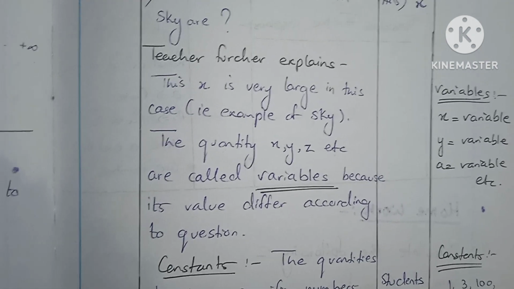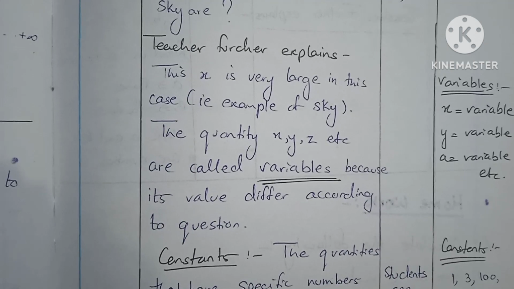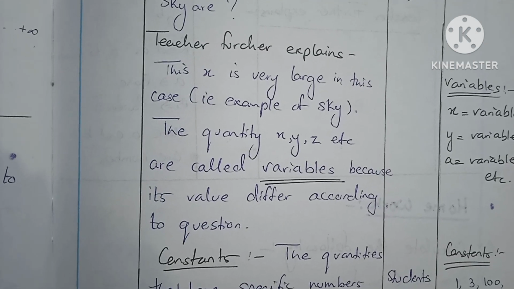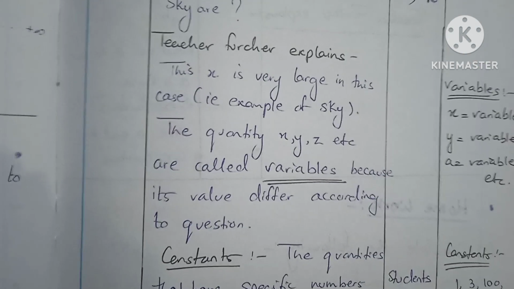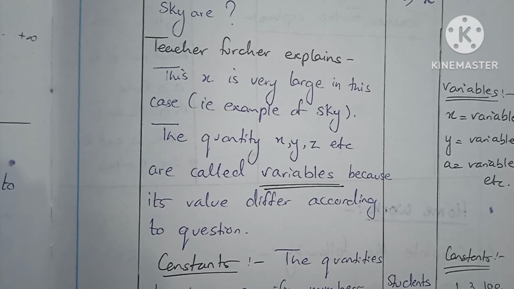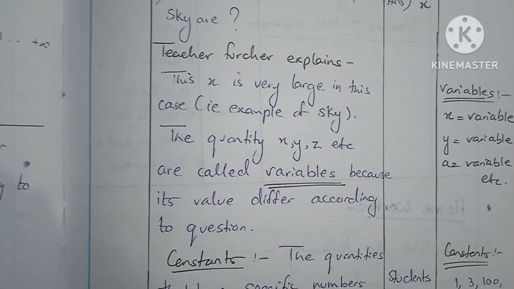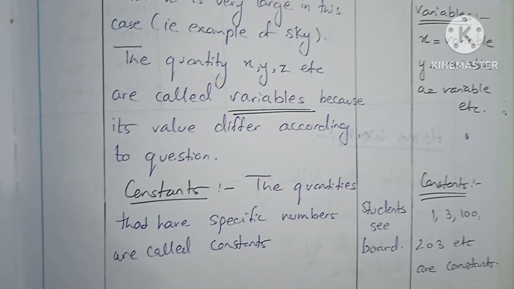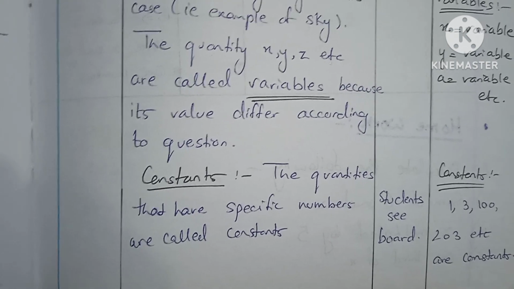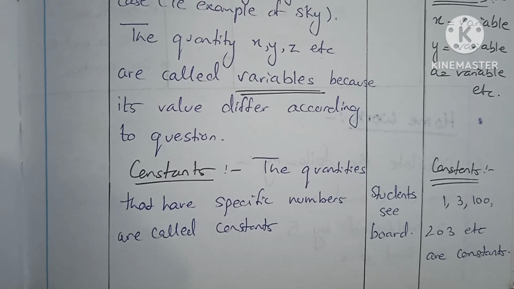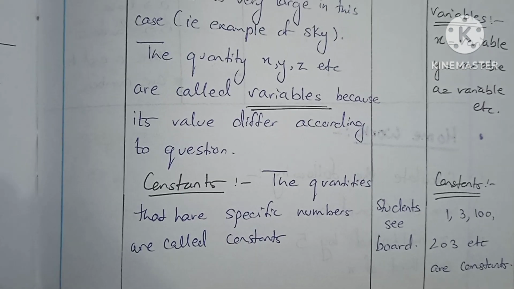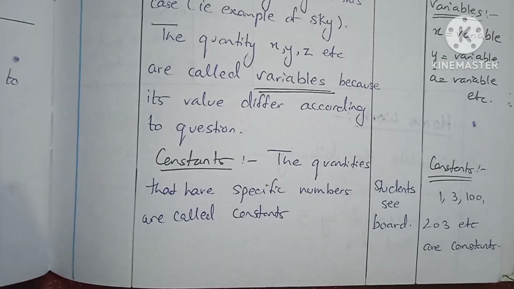variables are those quantities which can vary, that are small alphabets of English x, y, z, etc., because their value keeps on differing according to our question. And constants are the ones which are basically specific numbers like 1, 3, 100, 203, etc. These are constants, and students see the board.